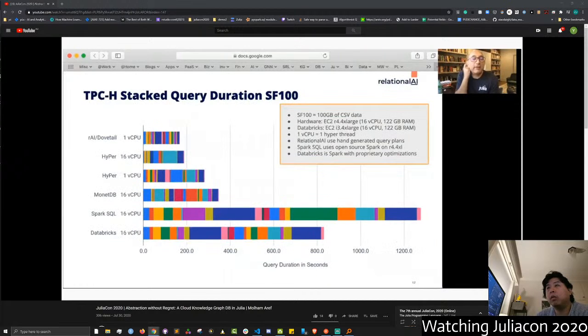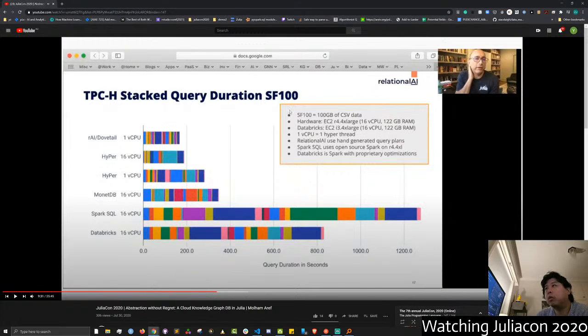Okay, we benchmark this against best-in-class systems for doing business intelligence analytics, and as you can see here, we do quite well on this TPC-H benchmark at a scale factor of 100.